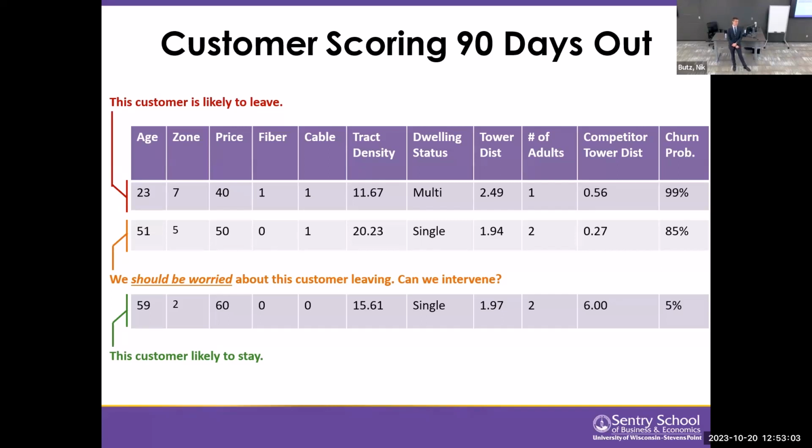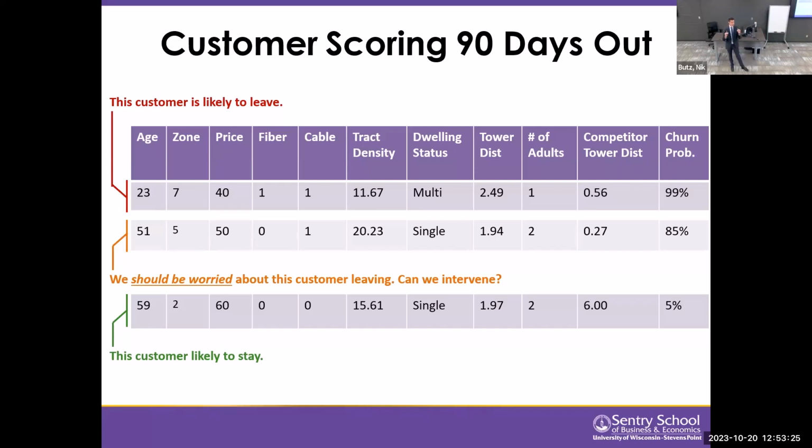Look at the age. The age is young. We know the relationship with age already. If you move over to their zone, they're not in the sweet zone, that 1 through 3. They're not there either. Their price, they've got a cheaper plan. They have 40. Fiber and cable, one means they're available. So they've got other options there. And I won't read the rest, but you'll see the relationship between the variables. This is exactly what we found.